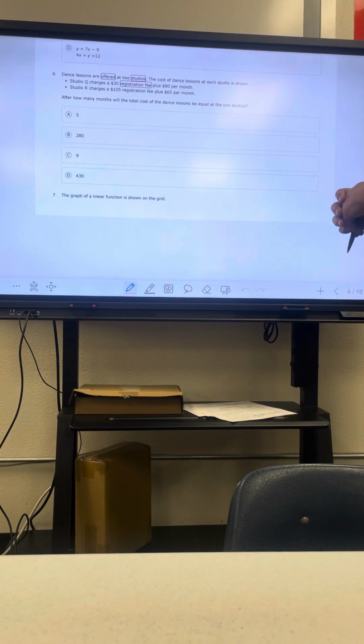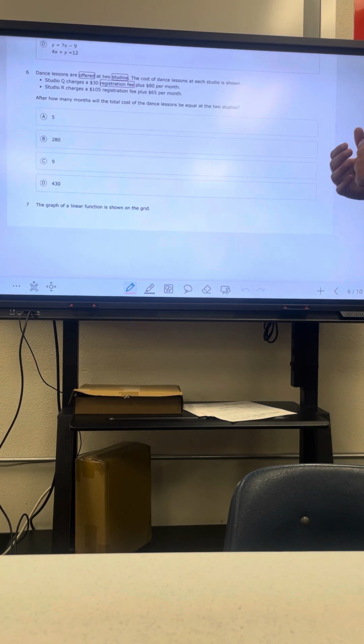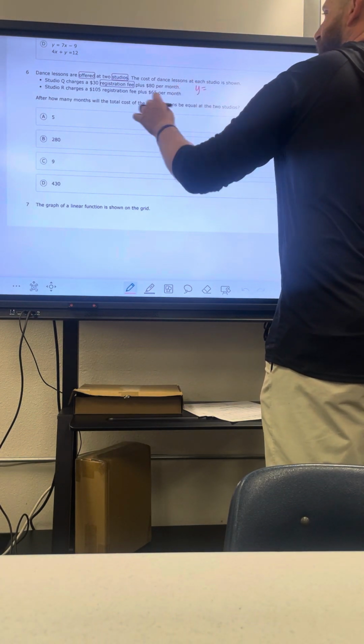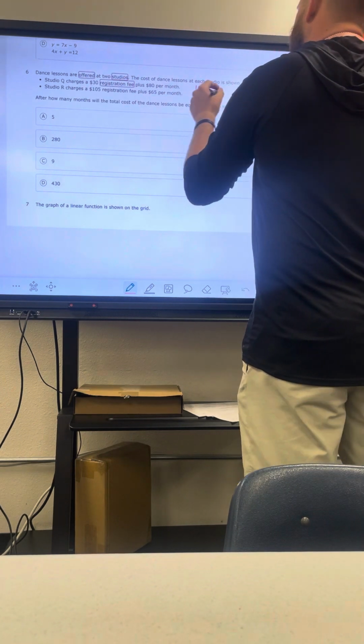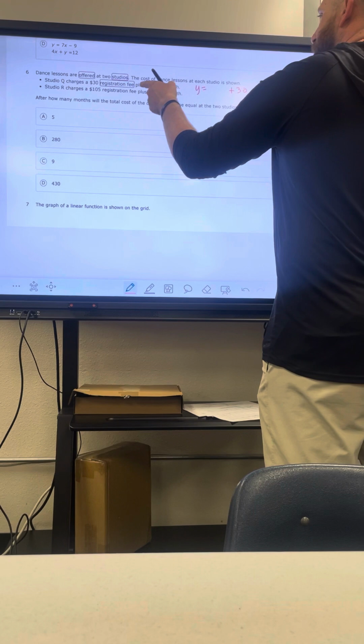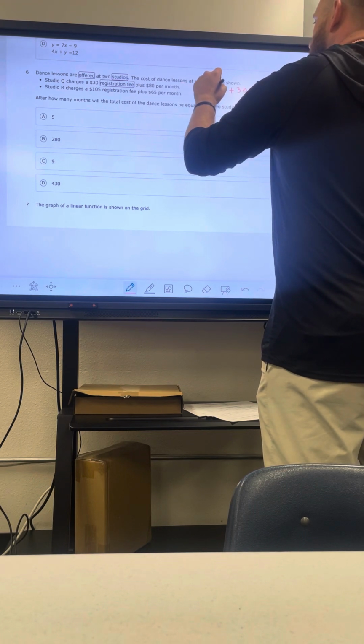Question number 6 again is a word problem. It says dance lessons are offered at 2 studios. It says the cost of the dance lessons at each studio is shown. So Studio Q charges a $30 registration fee plus $80 per month. So again, that's giving us our equation right there. y equals, since they give you a registration fee, that's a one-time, that's your initial fee, and then it tells you the plus $80 per month.